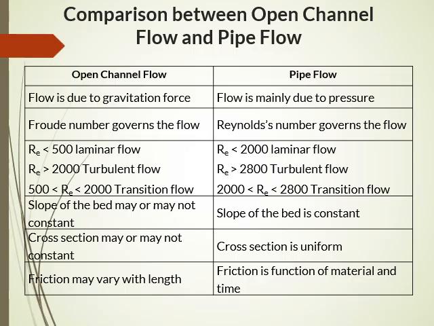Here in case of pipe flow, we define the pipeline as well as the channel. So here the slope of the bed is constant and the cross section may vary. Cross section here means the width and depth of the channel. It is likely to be varied in case of open channel, but in case of pipe flow, it is uniform. In open channel flow, friction may vary with length. In pipe flow, friction is a function of material and time.